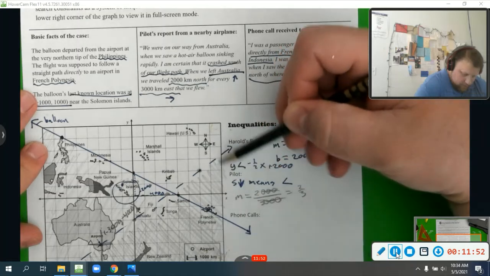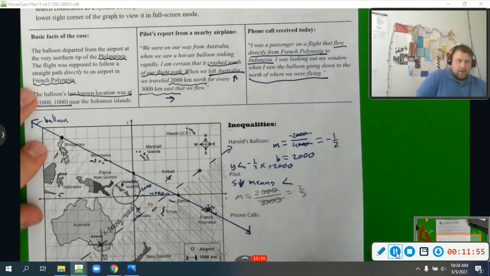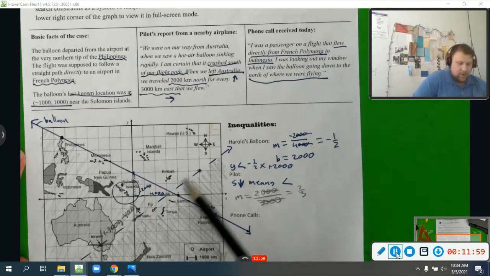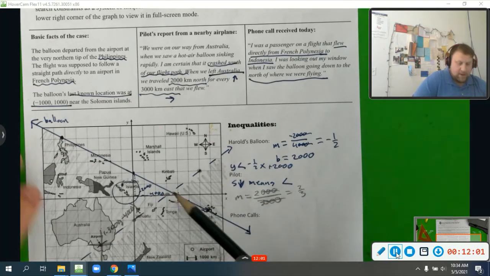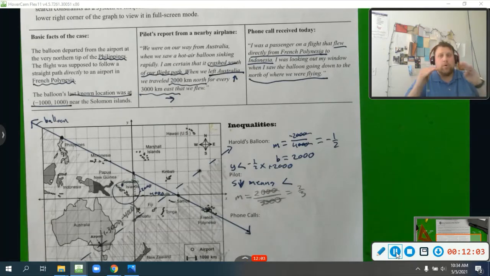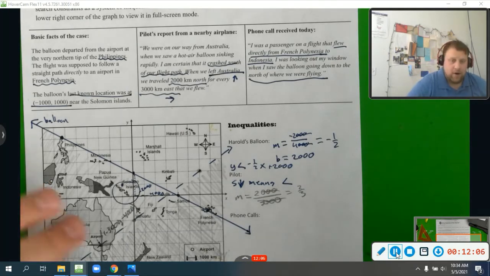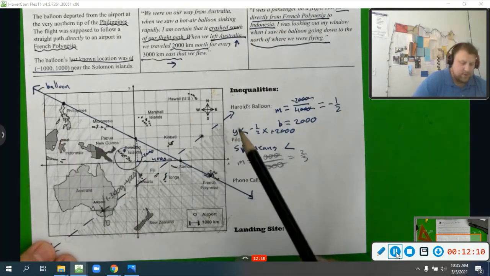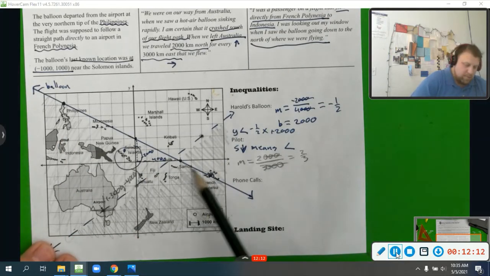Then let's talk about what we know. Okay, I now know just with these two lines, it is not anywhere on this top half of the graph, because remember, where the reports meet is where we're going to end up finding Harold. And right now, only one graph is shaded here, so that doesn't work. Only one graph is shaded here.